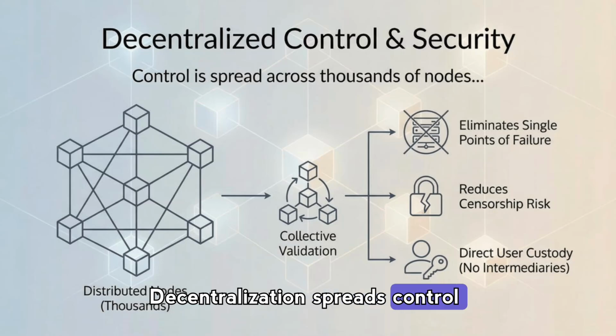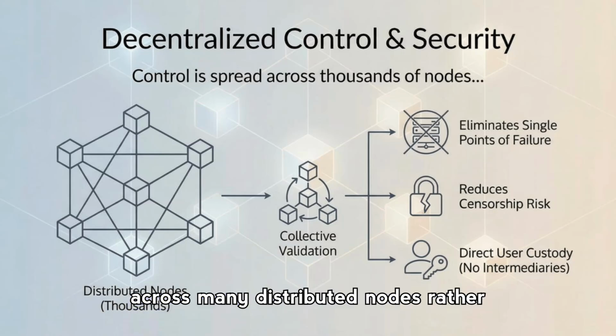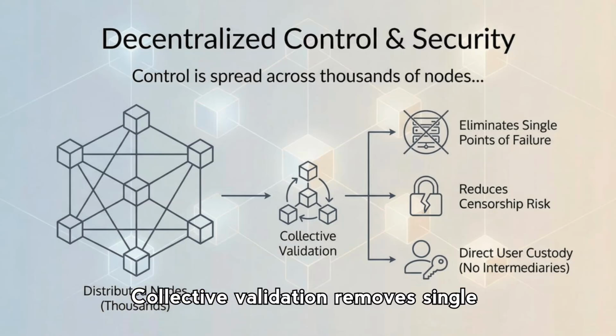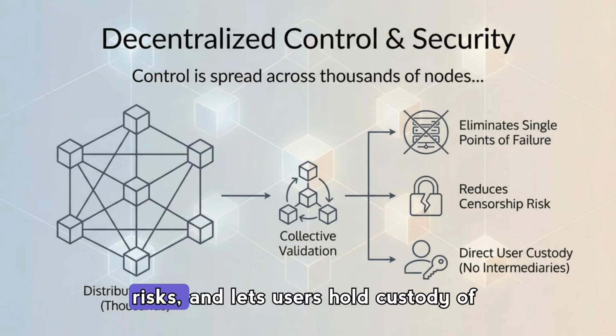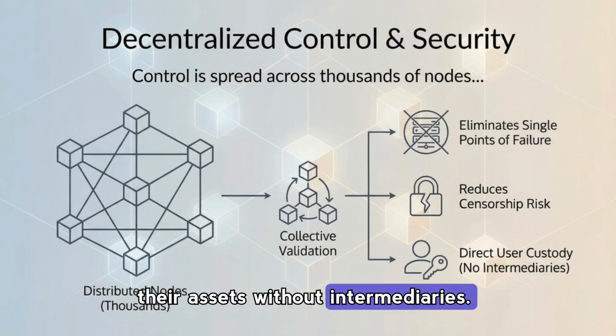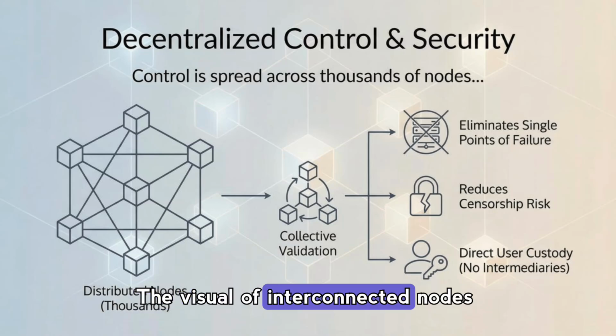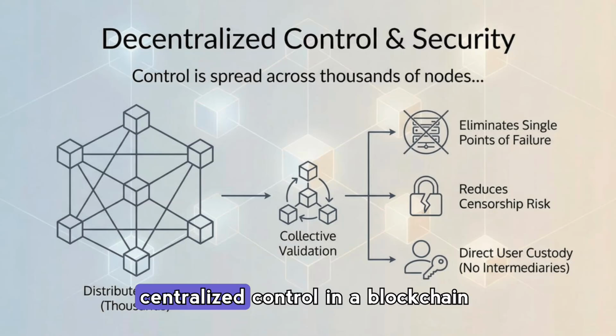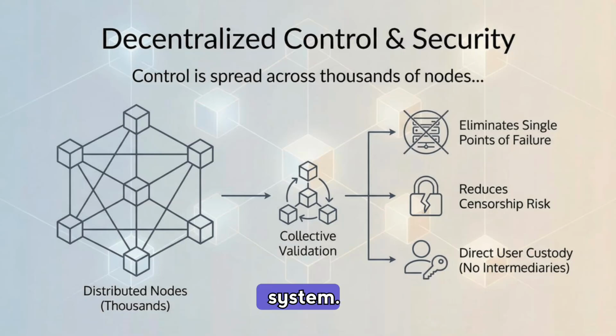Decentralization spreads control across many distributed nodes rather than one central server, and that has practical security benefits. Collective validation removes single points of failure, reduces censorship risks, and lets users hold custody of their assets without intermediaries. The visual of interconnected nodes emphasizes how resilience and shared responsibility replace centralized control in a blockchain system.